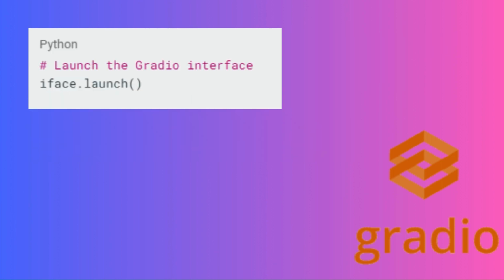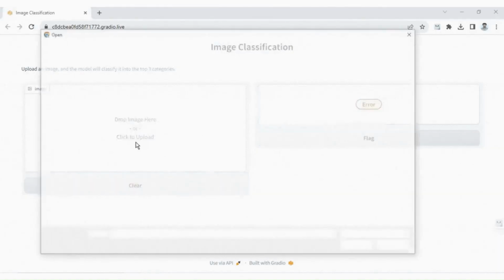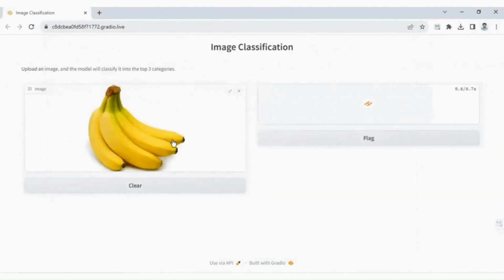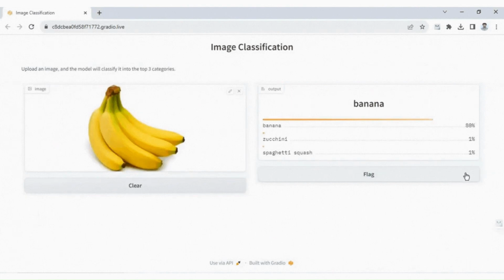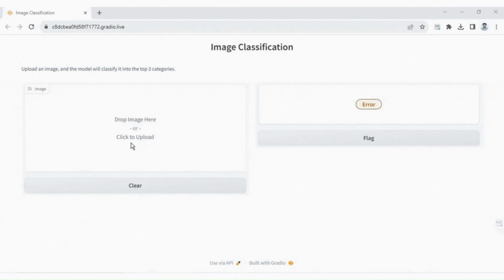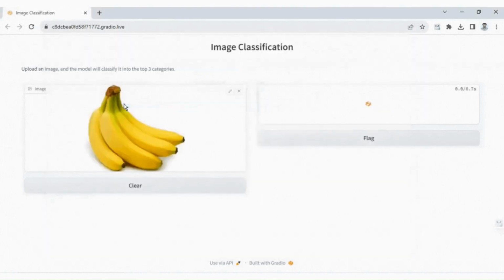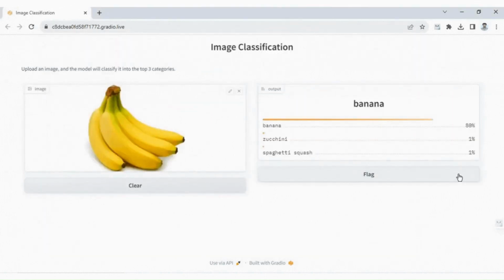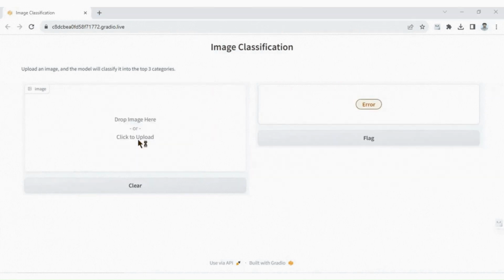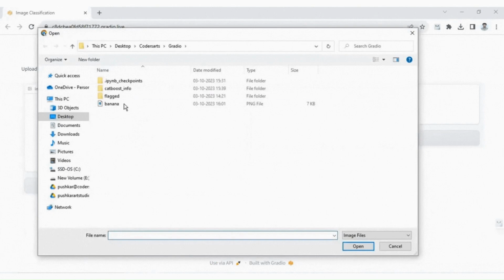Here we launch the interface. When you give the machine learning model a picture of a fruit, it tells you what it thinks the fruit is. Here I am uploading a picture of a fruit and the model is saying there's an 80% chance it's a banana. Only 1% chance it's zucchini and another 1% chance it's something else.